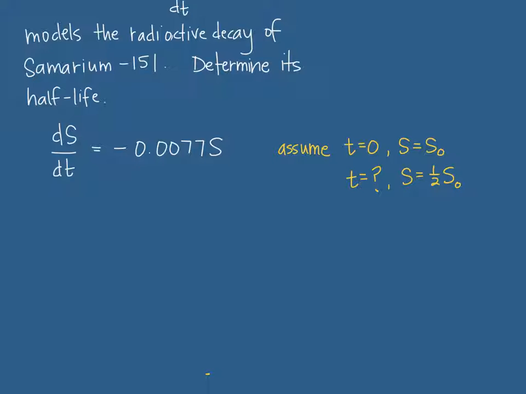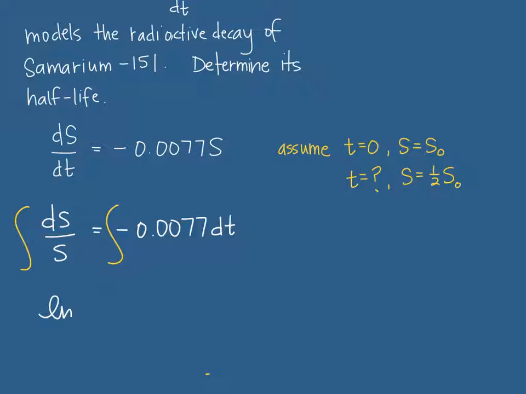All right, we're ready to integrate both sides. Oh, wait, I didn't separate yet. Take it back. Separate: ds over s equals negative 0.0077 dt. Okay, now we're ready to integrate both sides. So the natural log of s is equal to negative 0.0077 t plus c.